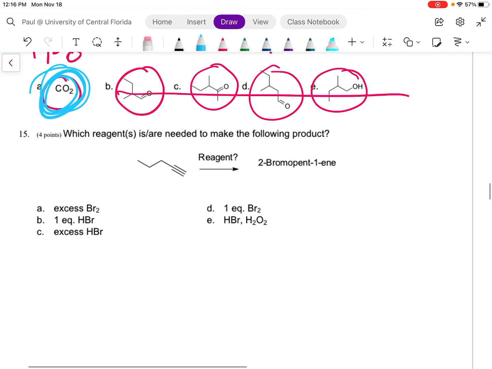So we need to know what that product looks like. If we follow the nomenclature rules, it looks like that. So now we have an alkyne, and we want to turn it into that. So that would require us to have one equivalent of HBr. We can stop it at that product.